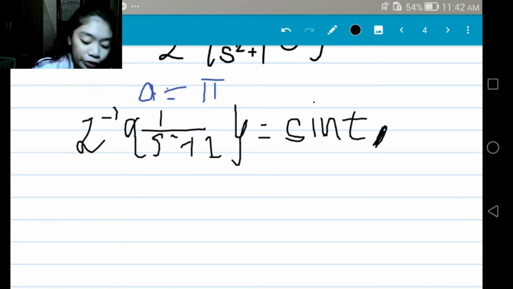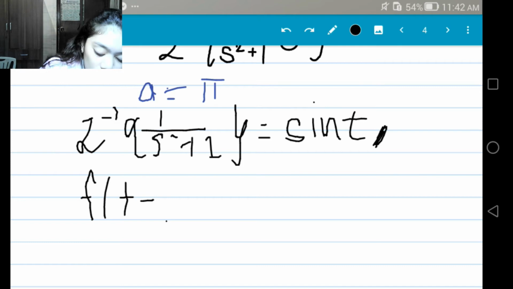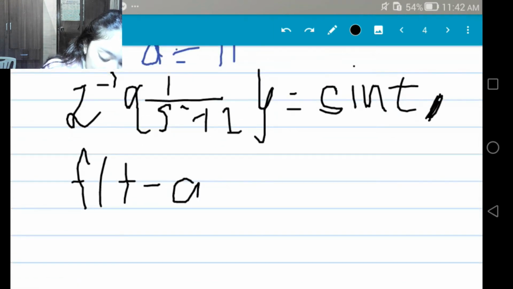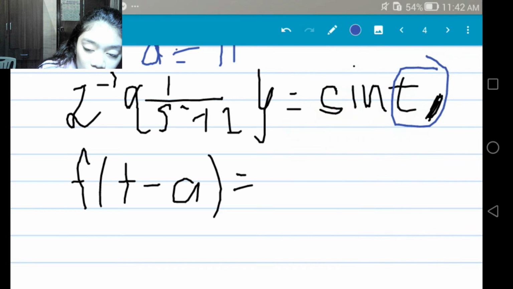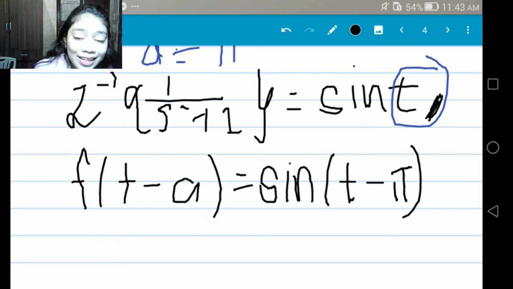But what we need is f of t minus a. How can we get our f of t minus a? We can just simply substitute t minus a on t in sine t. So substituting, we will have sine of t minus a. Our a is pi. That's why it becomes sine of t minus pi. But this is not the answer yet because we can still simplify this.